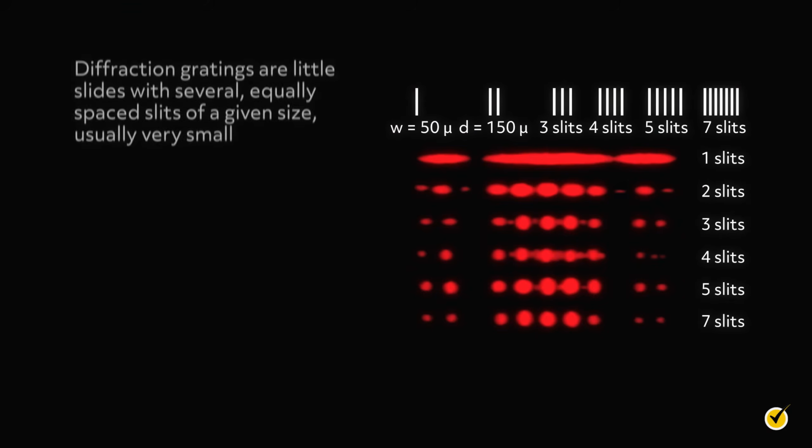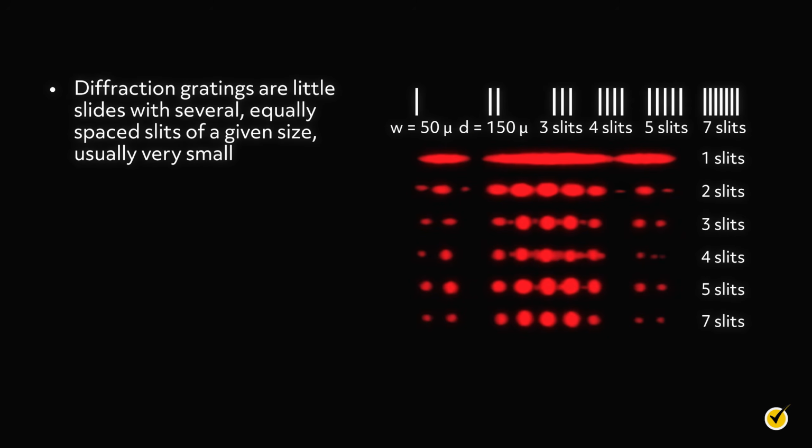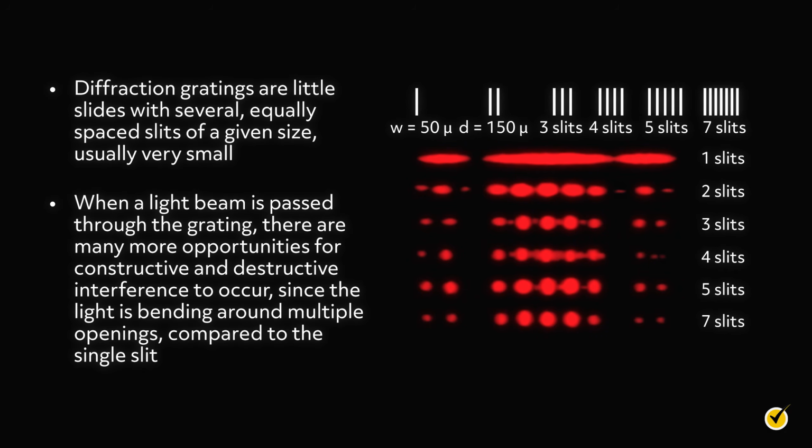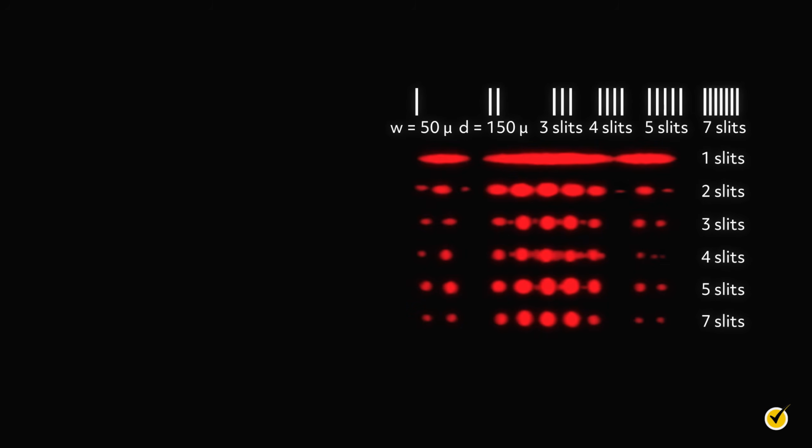Now, let's talk about diffraction gratings. Diffraction gratings are little slides with several equally spaced slits of a given size, usually very small. When a light beam is passed through the grating, there are many more opportunities for constructive and destructive interference to occur since the light is bending around multiple openings compared to the single slit. This is why we get much sharper patterns with these types of gratings.